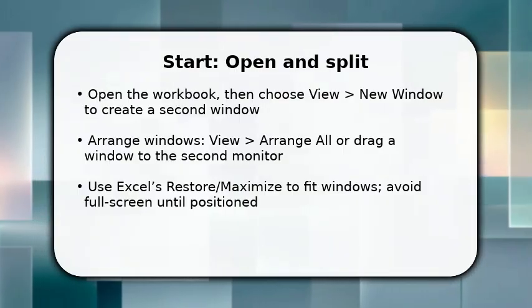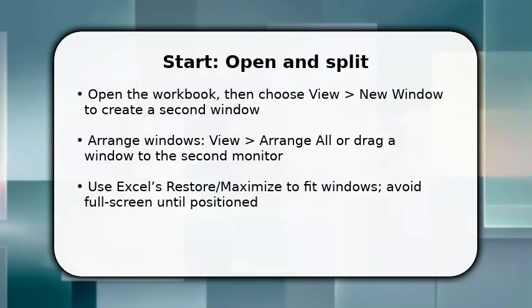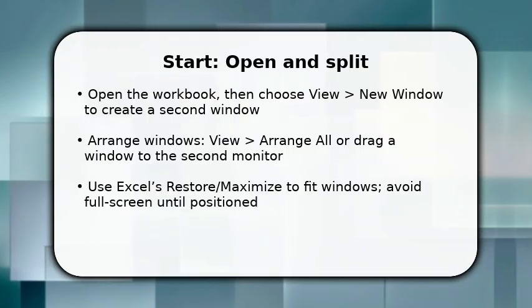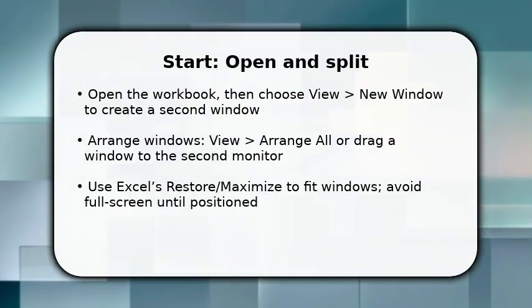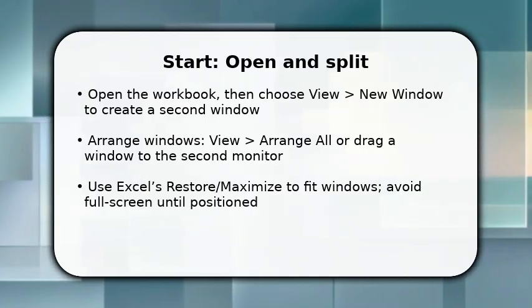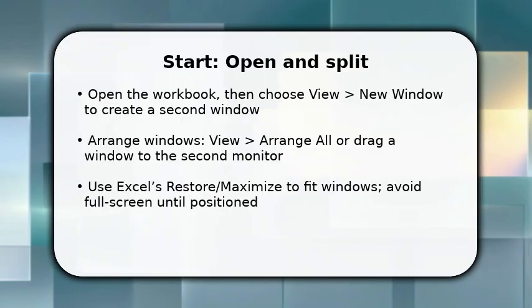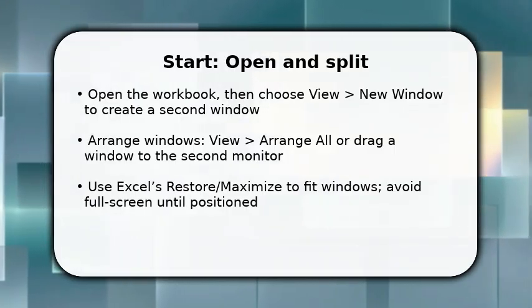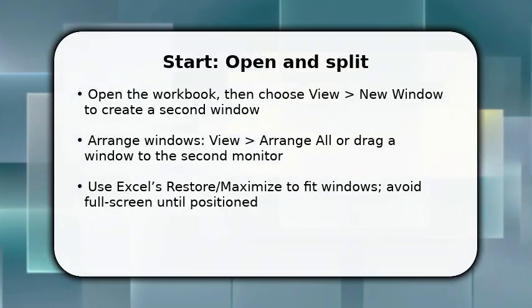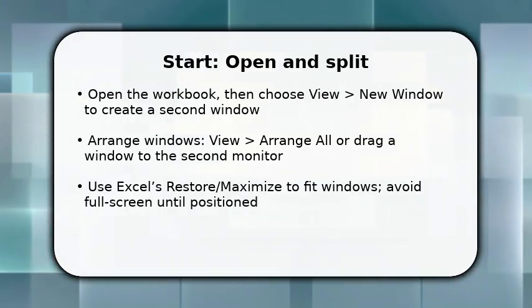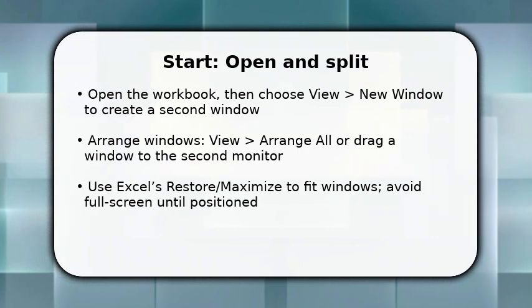You begin by opening your file and creating a second window with View New Window so you can show two views of the same workbook. Once done, use View Arrange All or simply drag one window onto the second monitor to place it there. Make sure both windows are restored, not maximized, so you can size them precisely. This lets you see different sheets or parts of the same sheet simultaneously and saves time compared with switching tabs.